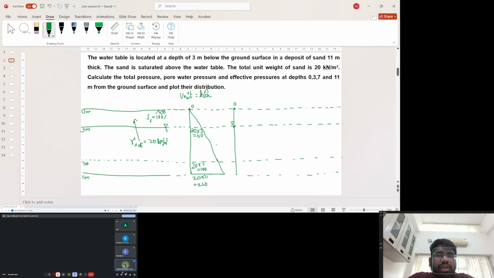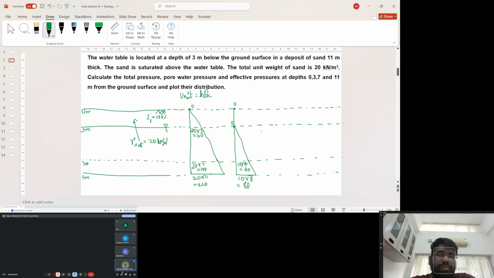Now this is the water table, which makes this the phreatic line. Below the phreatic line, there will be a hydrostatic pressure gradient. Now at 7 meters, it will be gamma w, which is 10, into 4, since the depth below the water table is 7 minus 3, that is 4 meters. That gives 40. And from 3 to 11 it is 8 meters, so this will be 80. This is the pore pressure distribution.